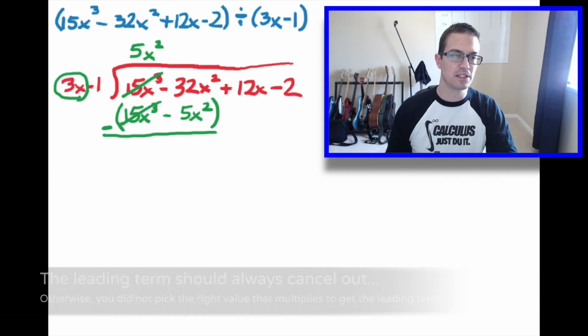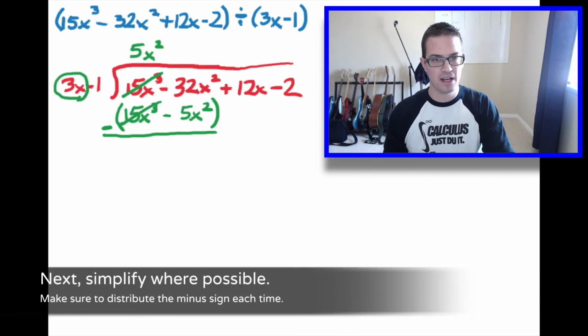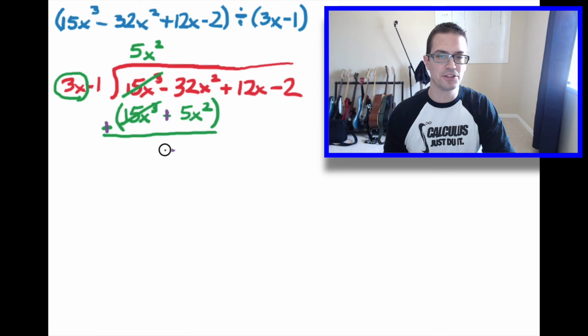Okay, the next thing we're going to do is just simplify. So we have this negative 32x squared minus a negative 5x squared. So what I'm going to do is make this a plus and make this a plus, and now you should have negative 27x squared here. This 12x minus 2 is just going to drop down, so plus 12x minus 2.